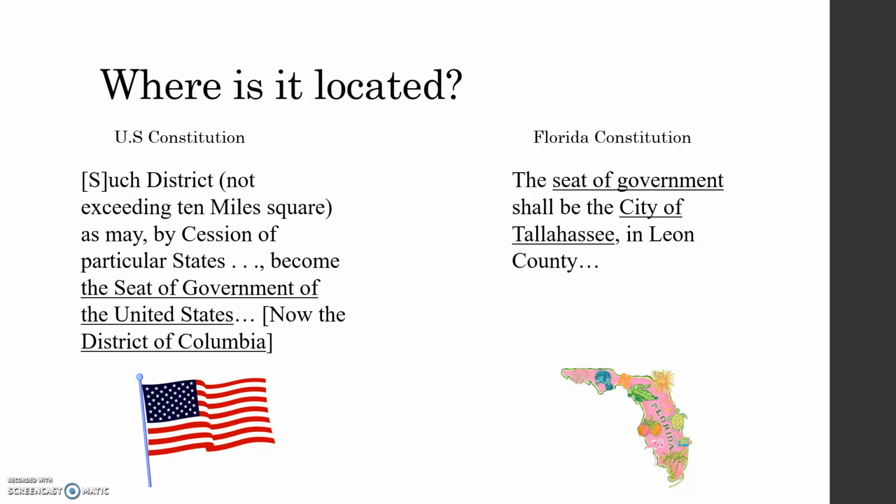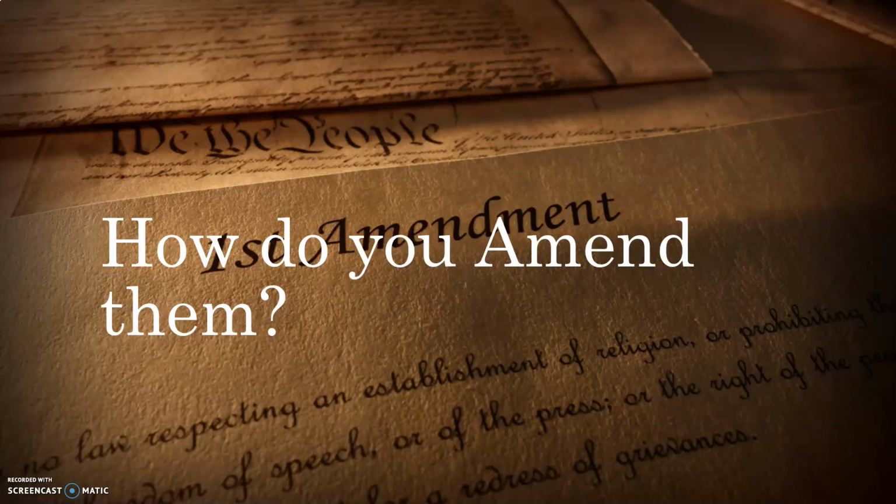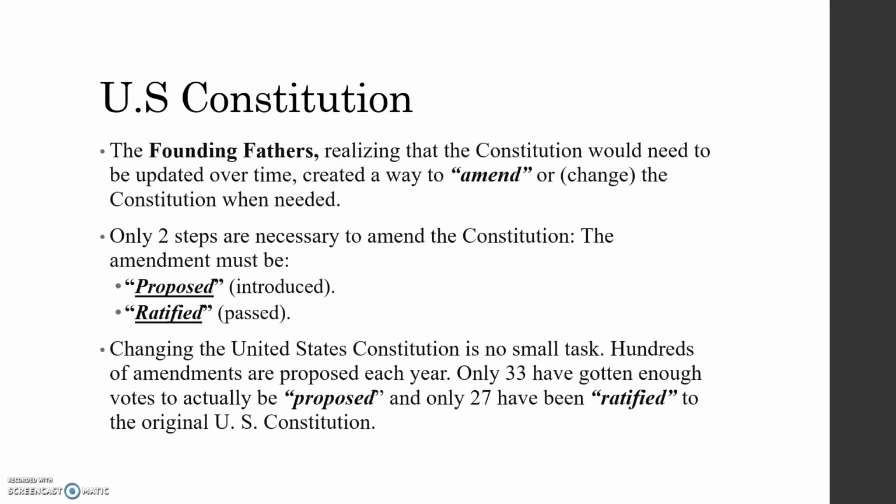But I want to talk about one more thing with these two constitutions, and it's the concept of how do you amend them? In other words, how do you change them? So, with the United States Constitution, the Founding Fathers realized that the Constitution is going to need to be a little flexible throughout the ages. Back in the Revolutionary War time period, slavery was still a thing. If our Constitution couldn't be amended, that means slavery would still be a thing today.